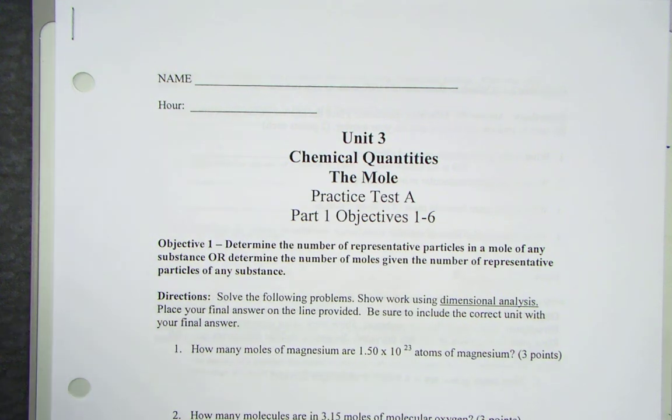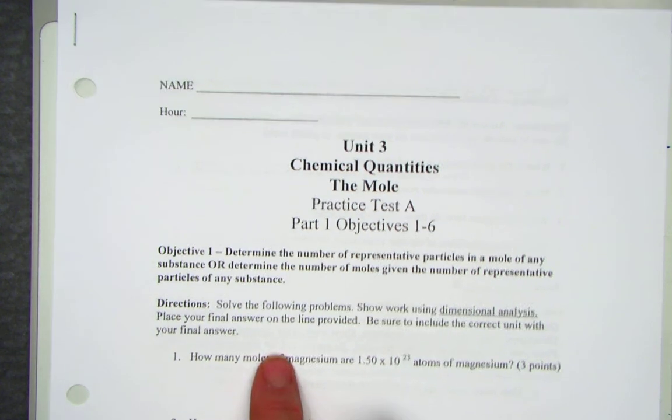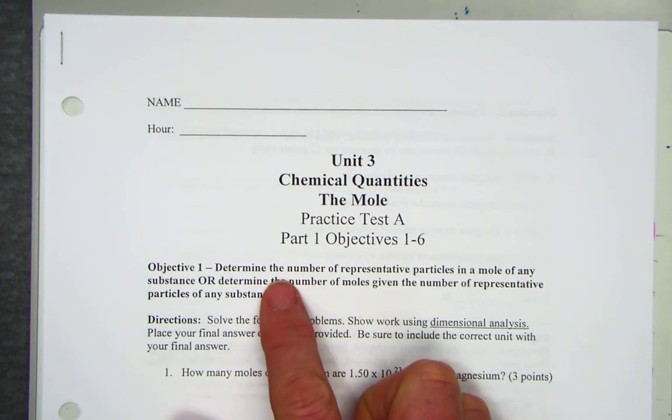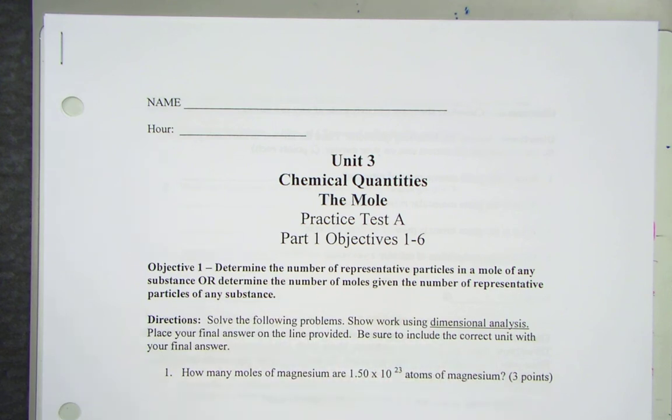We are going to work Practice Test A, the first part, objectives 1 through 6, looking at chemical quantities, the mole. Our first objective, I'll read for us out loud. We're being asked to determine the number of representative particles in a mole of any substance, or determine the number of moles given the number of representative particles of any substance.